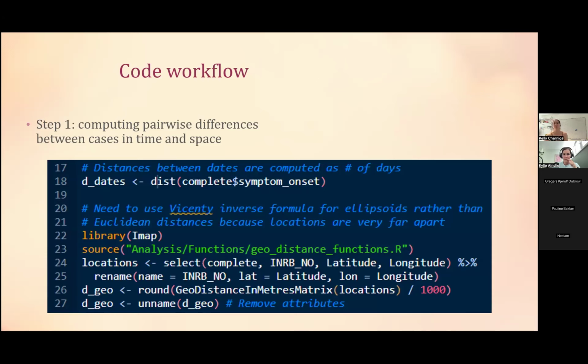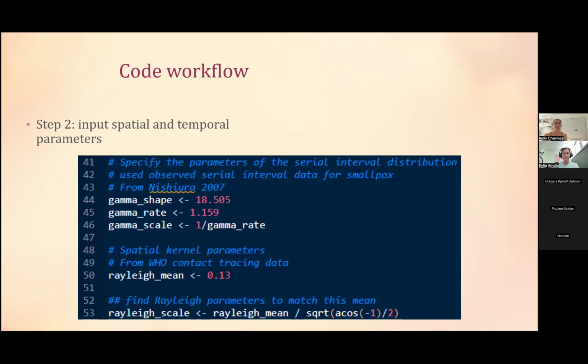So the first step here is you compute the pairwise differences between your cases in time and space. So the first one is the times. You just calculate the difference in time between two cases. The second one, I'm calculating the distance between two cases using the Vincenty formula for ellipsoids. So it's not Euclidean distance because the DRC is really big. It's like as the crow flies, but accounting for the ellipsoid nature of the globe.